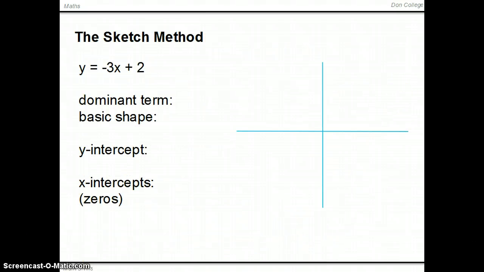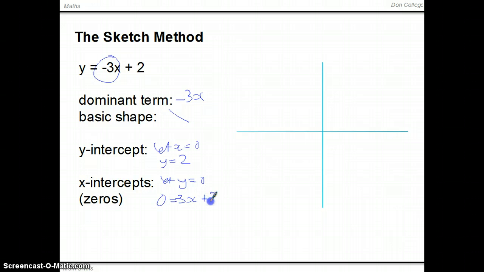So we're going to start with this one, y equals negative 3x plus 2. The dominant term here is negative 3x. Basic shape then is going to be a negative straight line. The y-intercept, so let x equals 0, means we get y equals 2. And the x-intercepts, if we let y equals 0, we're going to get 0 equals negative 3x plus 2. We could rearrange that to get 3x equals 2, x equals 2/3.